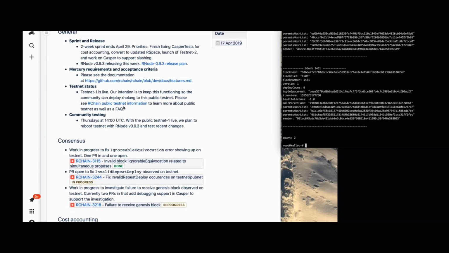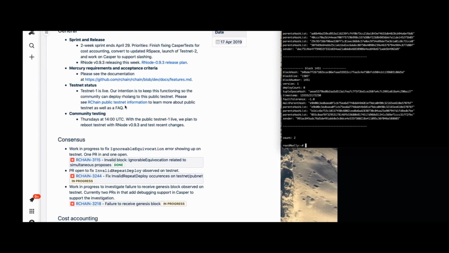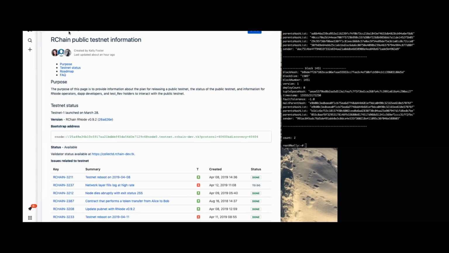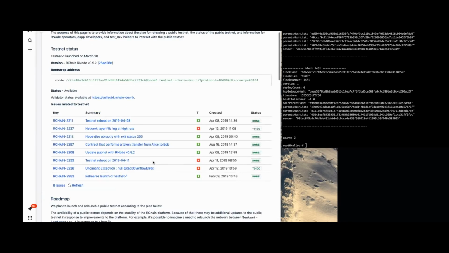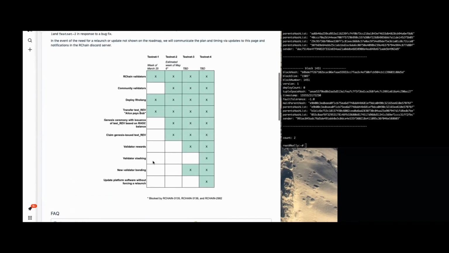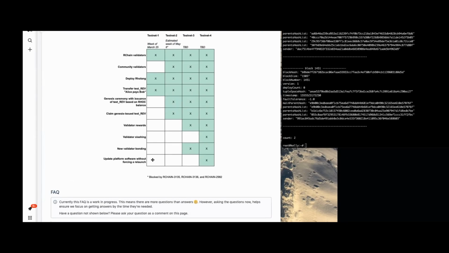I'd like to speak a little bit about our public testnet plan related to testnet 2. The link is here. It's the public testnet information page. You can link to it directly from the wiki. And if you do that, you'll find all kinds of information about the status of testnet and things that are happening. But I want to speak explicitly to our plan because it has changed as of today.